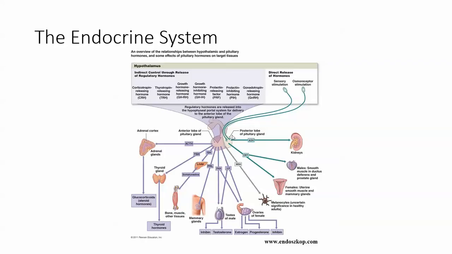Now, from the posterior pituitary, we have oxytocin, and in the males, it works on smooth muscle in the ductus deferens and prostate glands, and in the females, it works on the uterine smooth muscles and mammary glands. And then we have ADH, antidiuretic hormone, which works in the kidneys.